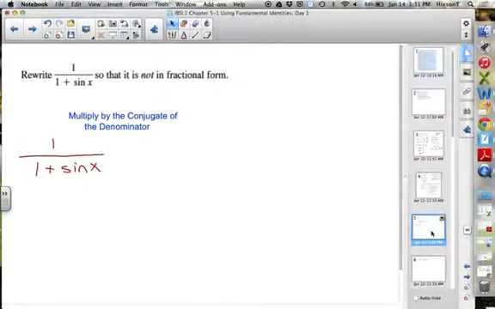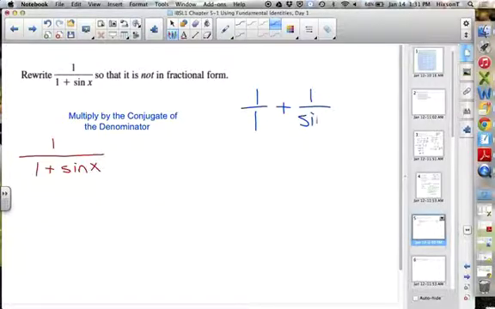So now let's take a look at a couple others of these, all right? This shows up a lot. We have a situation like this where you have 1 over, then you have a binomial in your denominator. In this case, 1 plus sine of x. And before we do it the right way, let me ask you something. Is this okay? No. All right? No, that's not okay.